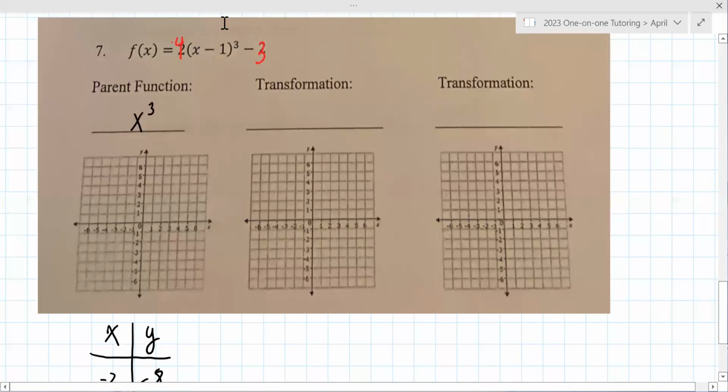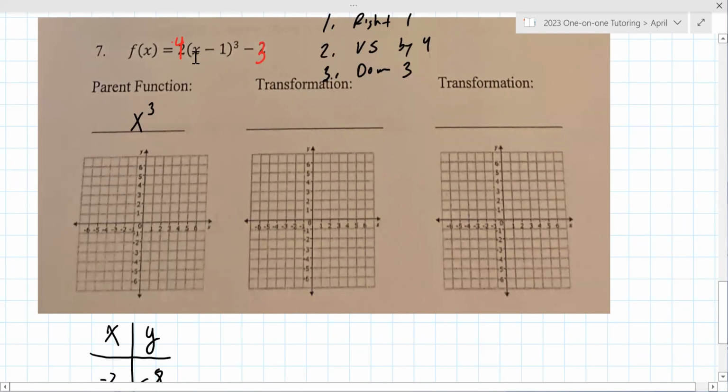Okay. So this one has 3 transformations again. Can you give me any of those transformations, please? It will be moving 1 to the right. It will be moving 3 units down, and it will be vertically stretched by 4. Now the order again matters. Down 3 comes at the end. Really important, the order is based on how you evaluate it.